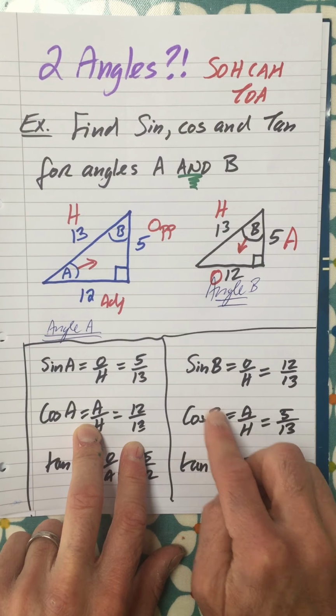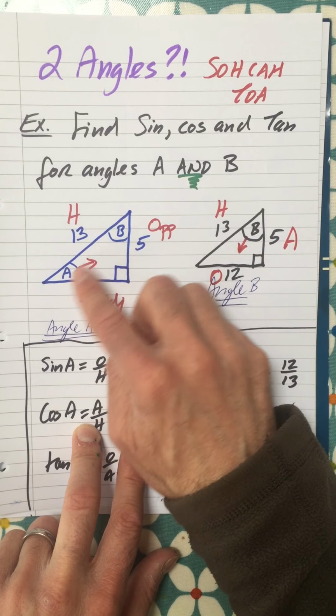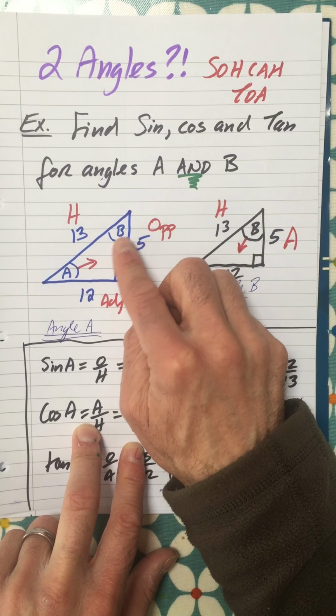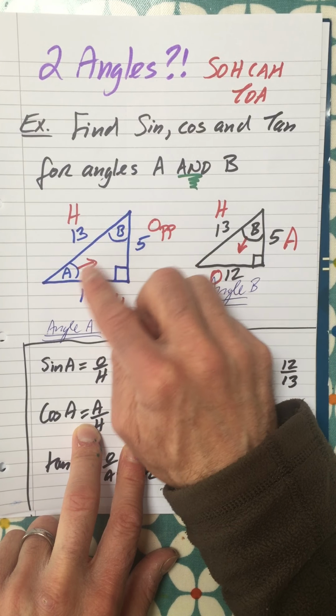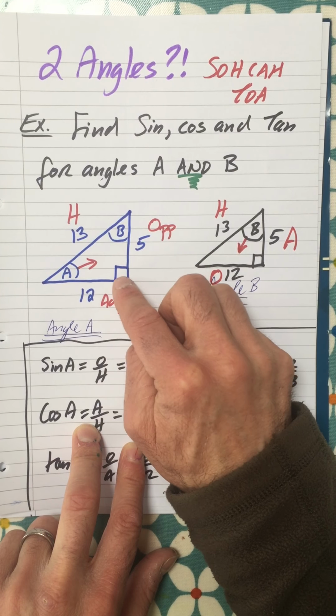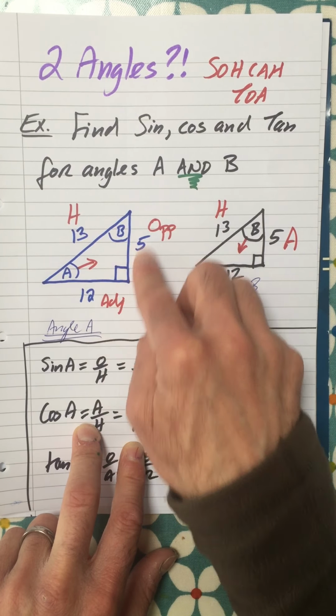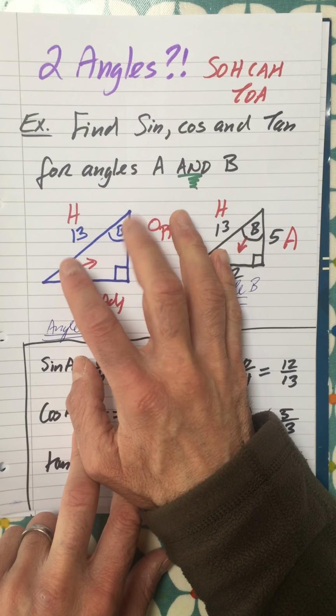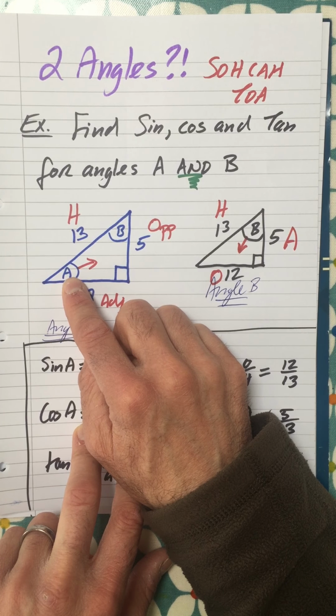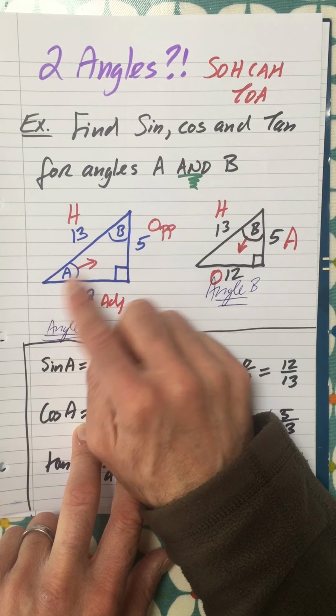That's the first thing to notice. That's because A and B are like first cousins, because A and B must always add up to 90 degrees, because that's 90 and 90 is 180, and the three angles in a triangle add up to 180. So A and B are like first cousins, and the sine of A will be the same as the cosine of the other angle, and vice versa.